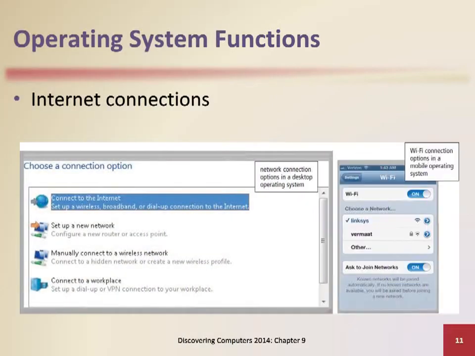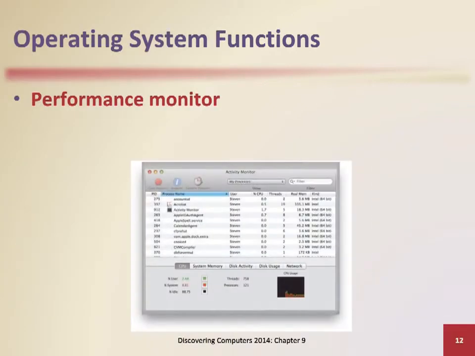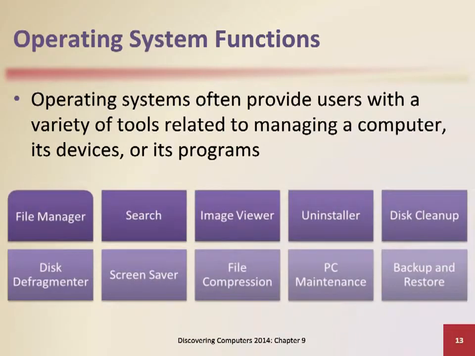Operating systems typically provide a means to establish internet connections. A performance monitor is a program that assesses and reports information about various computer resources and devices. For example, the user can monitor the processor, disks, network, and memory usage. Most operating systems provide users with many tools to manage a computer, its devices, or its programs. A tool is software that performs maintenance-type tasks.